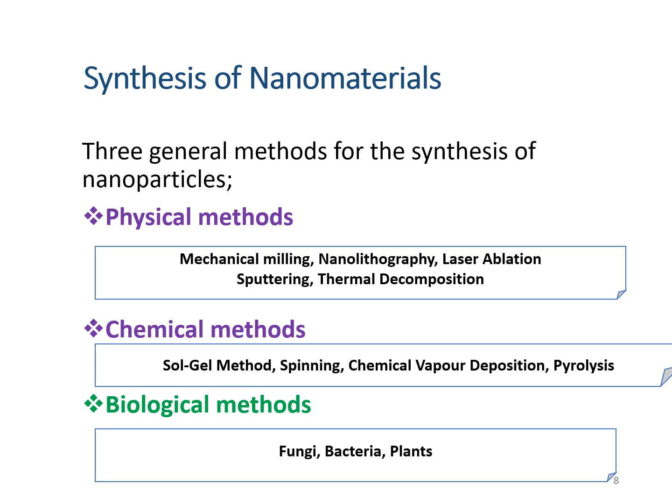For synthesis of nanomaterials, there are three general methods for the synthesis of nanoparticles. Physical methods have examples such as mechanical milling, nanolithography, laser ablation, sputtering, and thermal decomposition method. Chemical methods include the sol gel method, spinning, chemical vapor deposition, and pyrolysis. In biological methods, we consider the use of fungi, bacteria, and plant materials for the synthesis of nanoparticles.